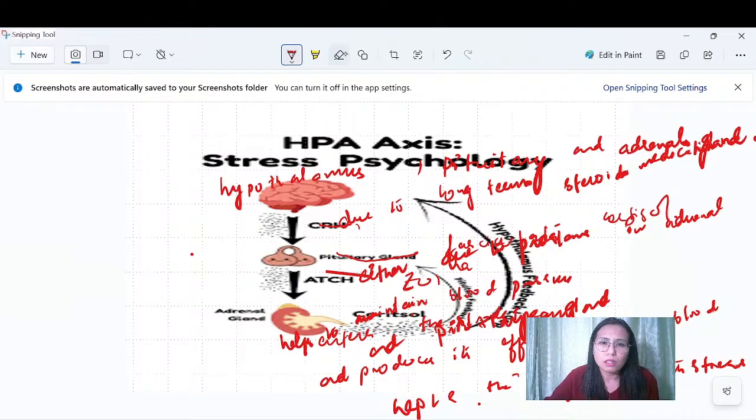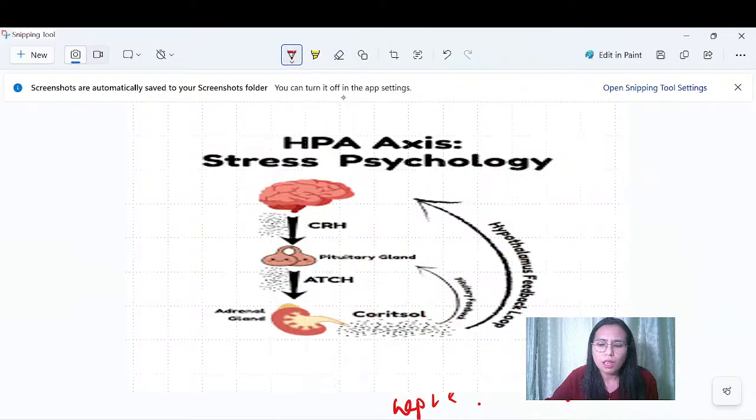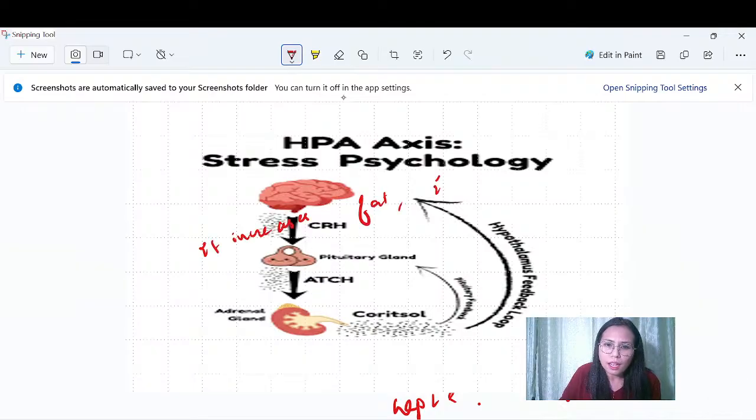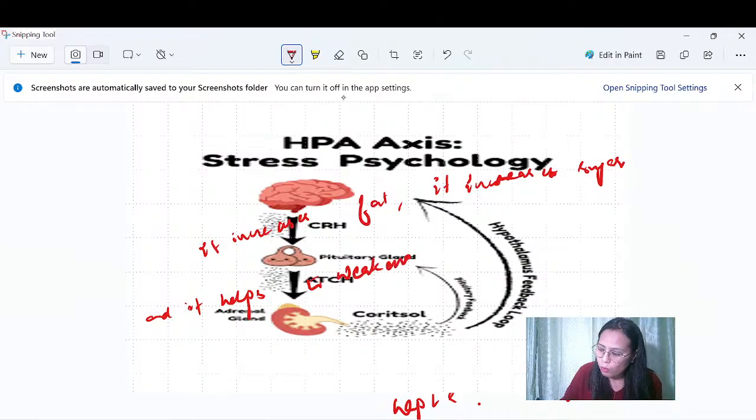Why is it called a slow poison? Because it increases the fat and it increases the sugar, and it also weakens the bone and lowers immunity.